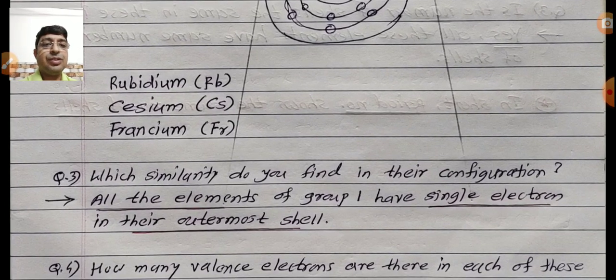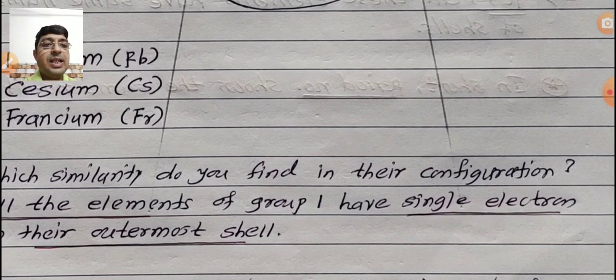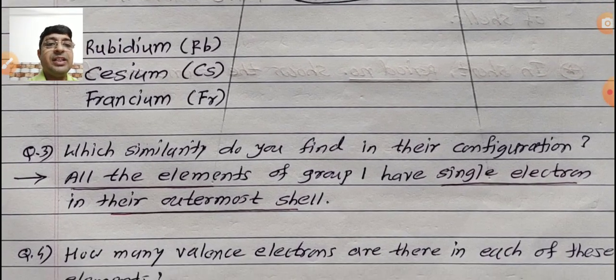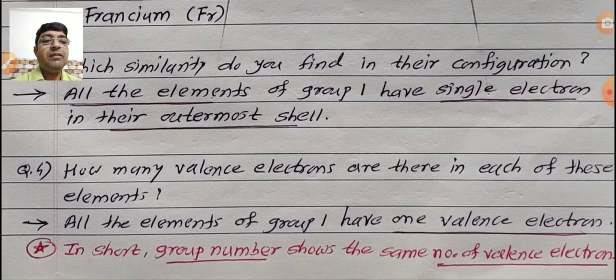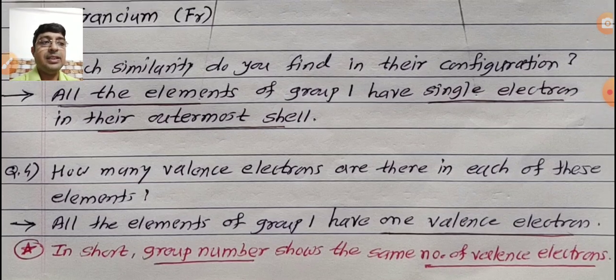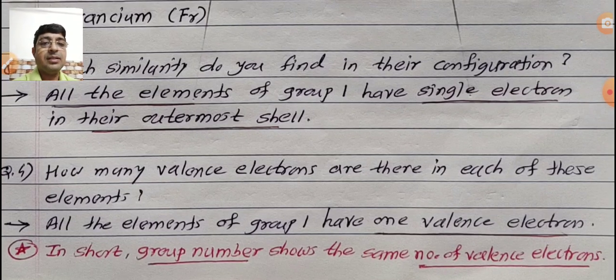So what is the next question? Which similarity do you find in their configuration? The answer to this question is all the elements of group 1 have a single electron in their outermost shell. One more question is given: how many valence electrons are there in each of these elements? The answer is all the elements of group 1 have one valence electron. Valence electrons means the electrons present in the outermost shell of an atom.